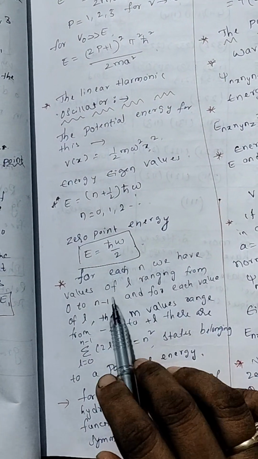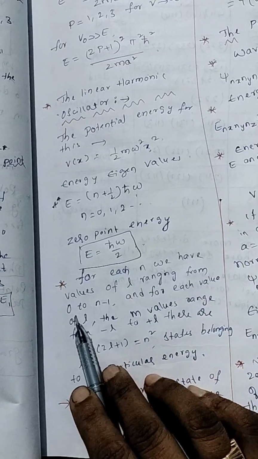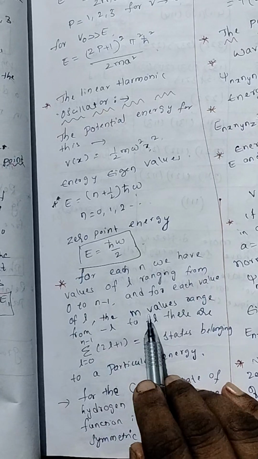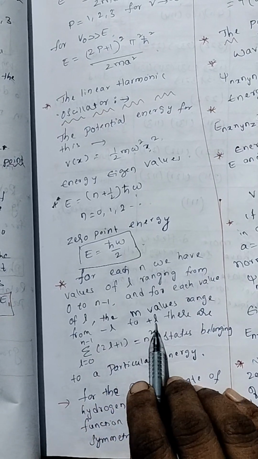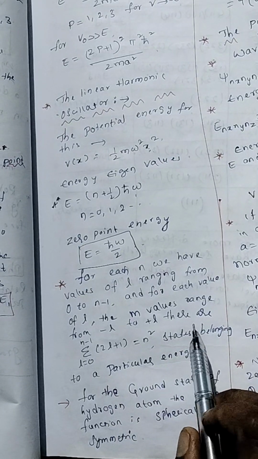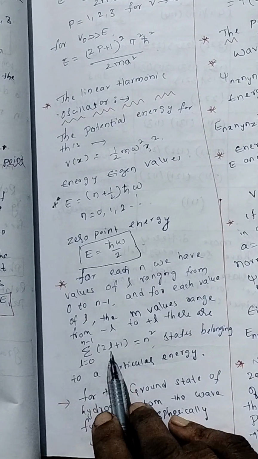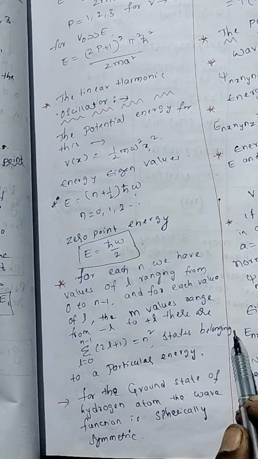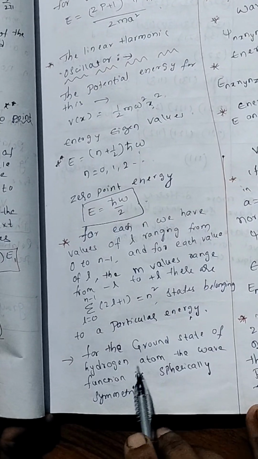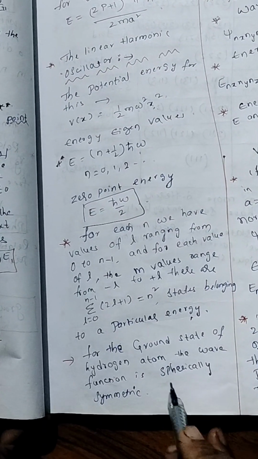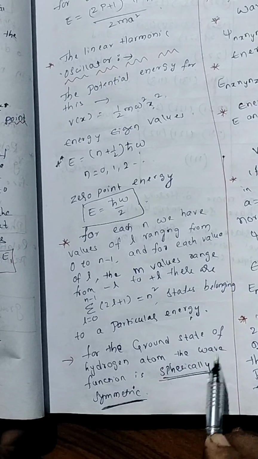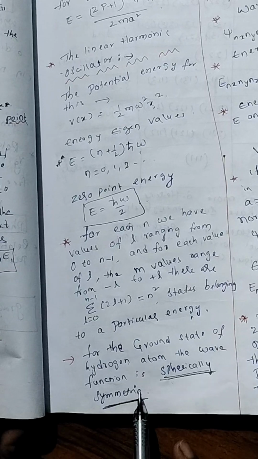Next, for each n, we have the values of L ranging from 0 to n minus 1, the angular momentum quantum number. For each value of L, m values range from minus L to plus L, the magnetic quantum number. And the summation over L equal to 0 to n minus 1 of 2L plus 1 is equal to n squared states belonging to the particular energy. For the ground state of the hydrogen atom, the wave function is spherically symmetric. Remember this.